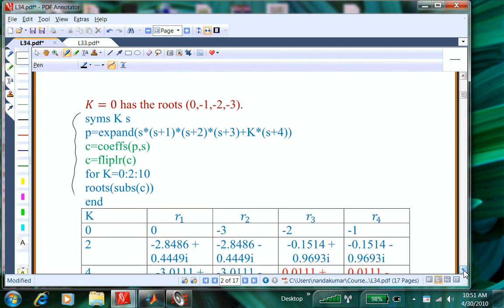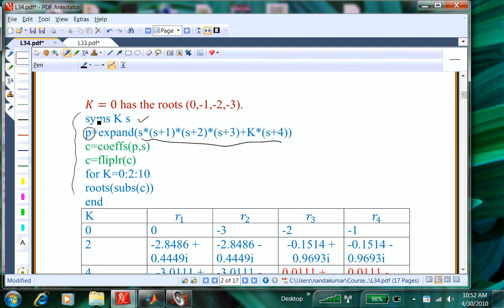Okay? So the first line you understand, right? I'm just defining two symbols, K and F. F is the Laplace variable, and K is the symbol in the polynomial expression. Everything else is a number. So I have a polynomial written in terms of the denominator in that equation of 1 plus g equal to 0. I'm expanding it. Expand is a function that will expand the factored form, and I'm storing it in p.